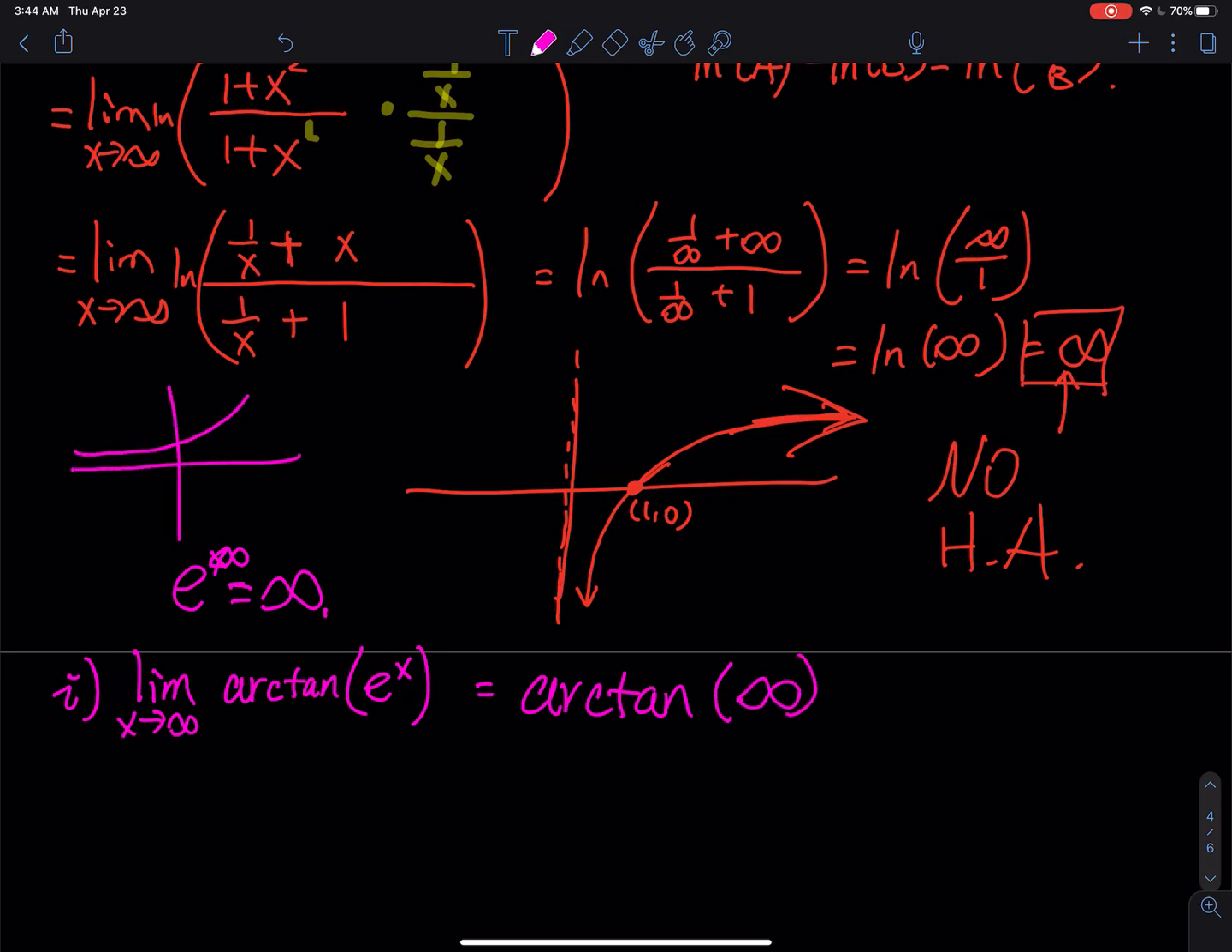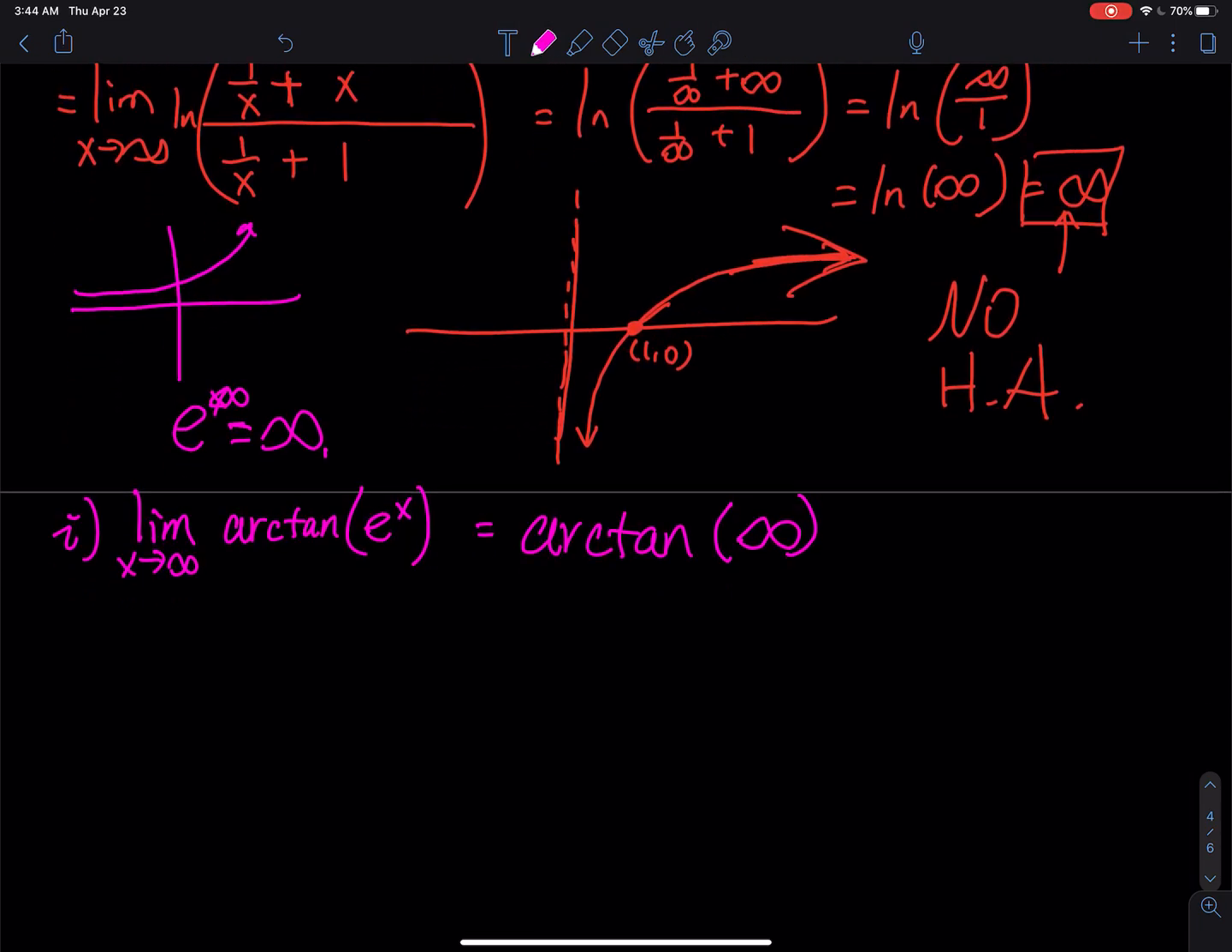You see this graph, right? As x goes really big, y goes really big. But what about arctangent of infinity? I gave you a graph in my notes, but let's draw the graph. Don't just take it from my notes. So here is the graph of arctangent. Arctangent is between pi over 2 and negative pi over 2.